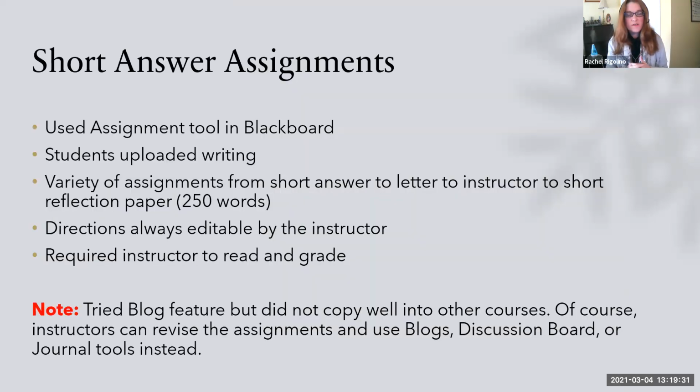The short answer assignments, I initially tried to use the blog feature, but it didn't copy well. Sometimes I don't know why, but it just didn't do well. So now I'm using the assignment tool, and students will upload writing assignments, about 250 words. Of course, an instructor has to read that.